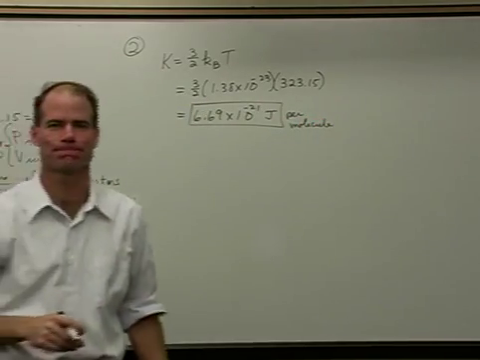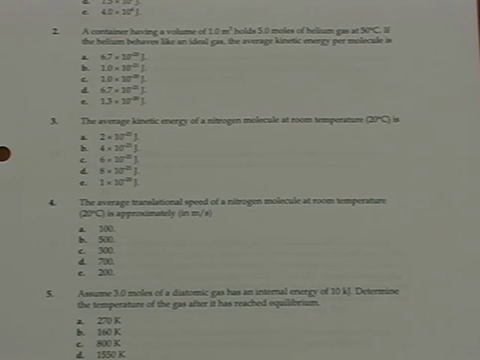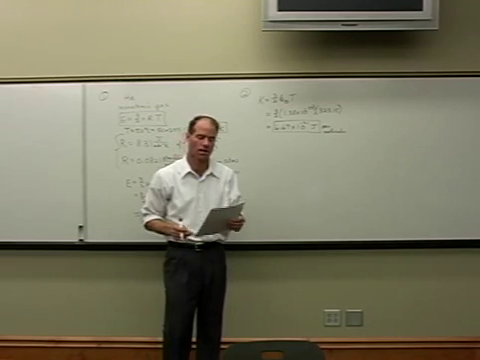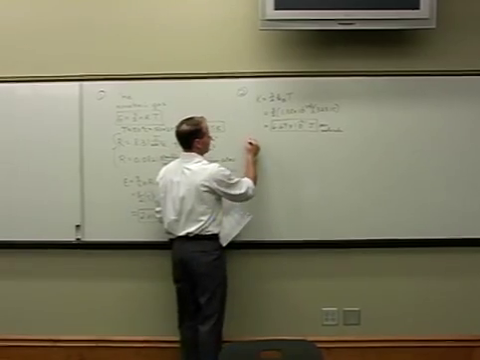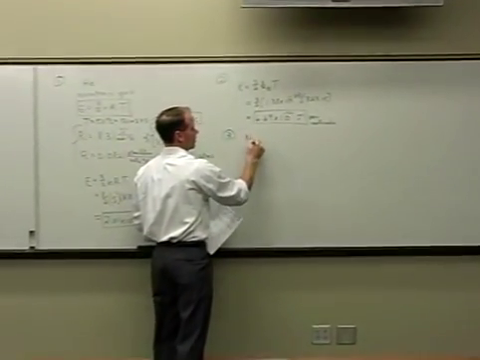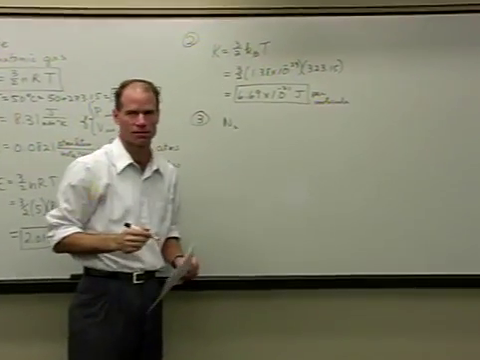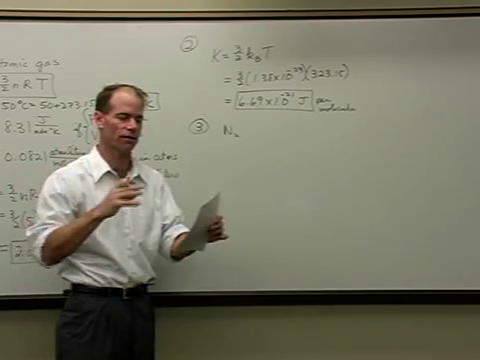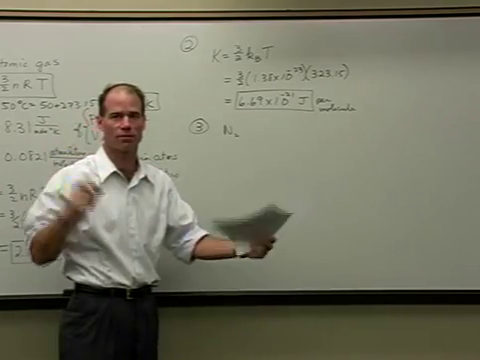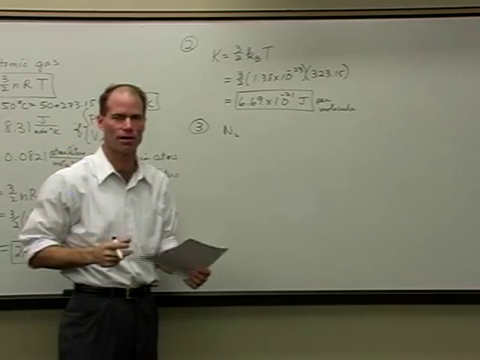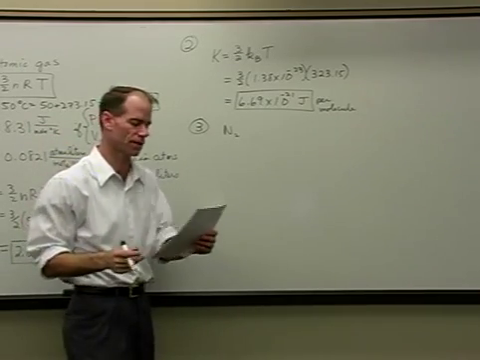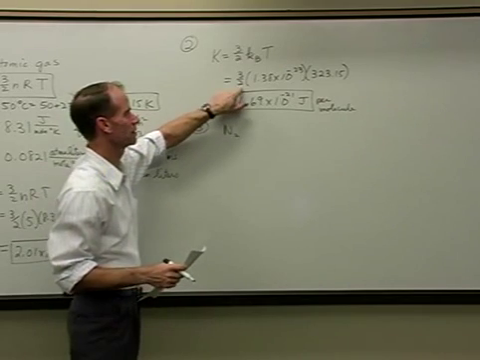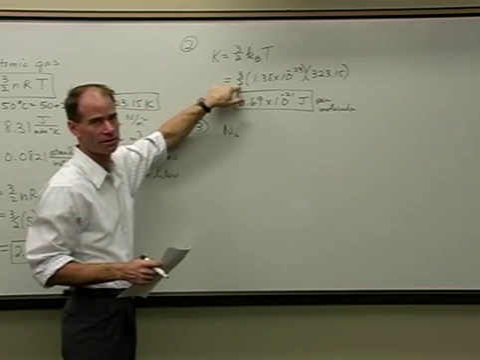So that's our answer. Problem number 3. The average kinetic energy of a nitrogen molecule at room temperature, 20 degrees centigrade, is. Now this is a nitrogen molecule, which in its preferred state has the form N2, which means it's a diatomic molecule. So it has not only the 3 degrees of translational freedom, but it also has vibrational freedom as well. And it's 2 modes of that. So instead of 3 degrees of freedom, we have 5 degrees of freedom.